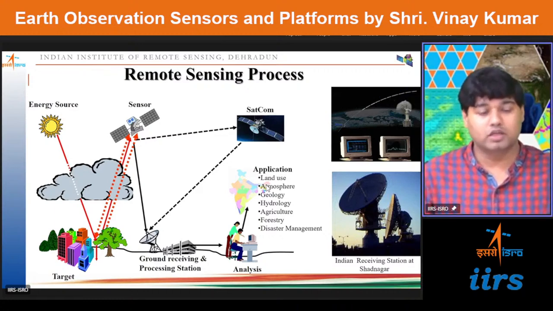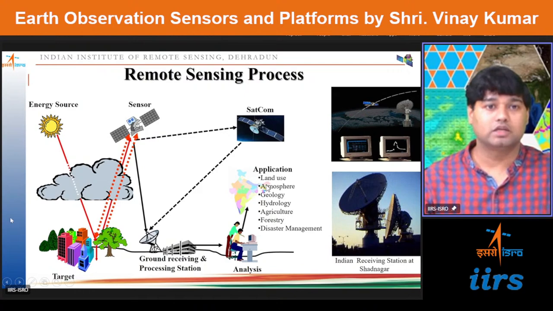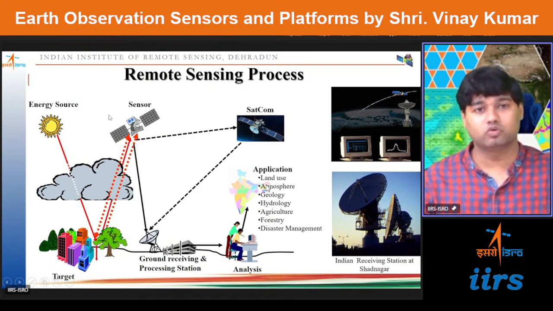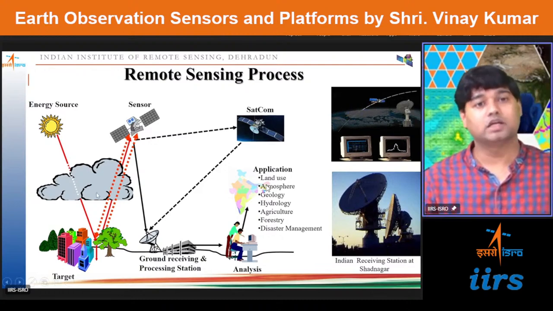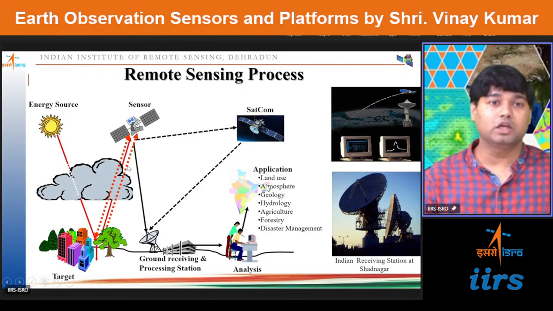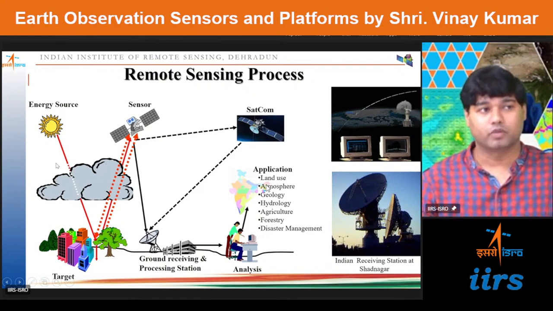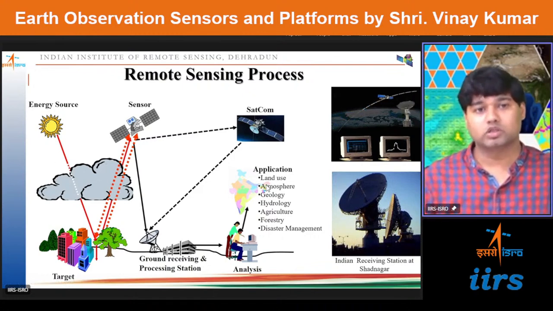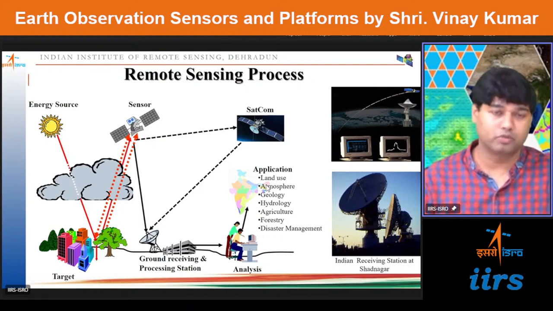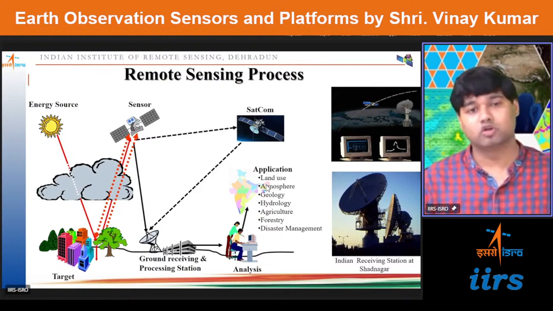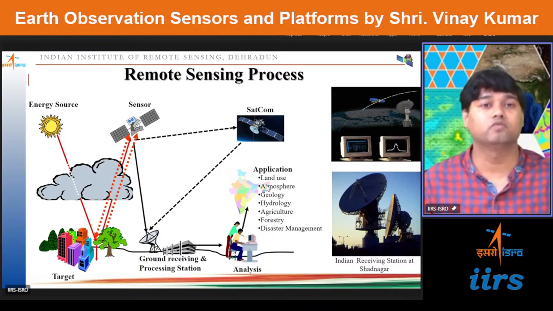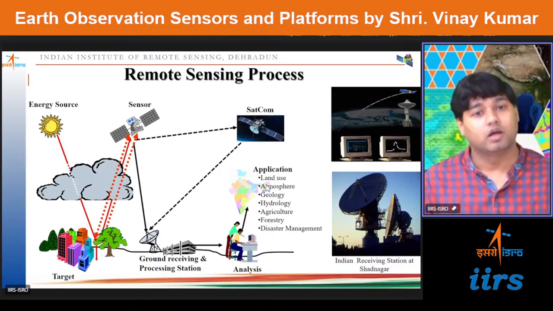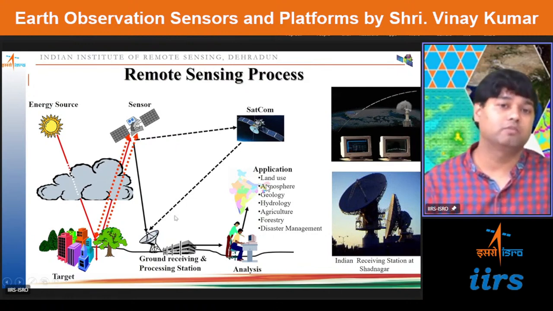Now, normally we assume that energy should come from the sun and reflected energy should go to the sensor on board a satellite or any platform. But it is not happening. What is happening in between? There is an atmosphere. Because of atmospheric attenuation, the energy we expect to come from the surface or from the sun is not the same. So some errors are getting introduced, and those errors we have to correct and rectify in the ground receiving and processing station.